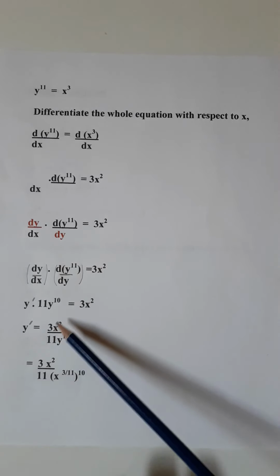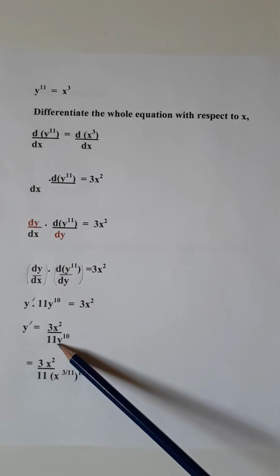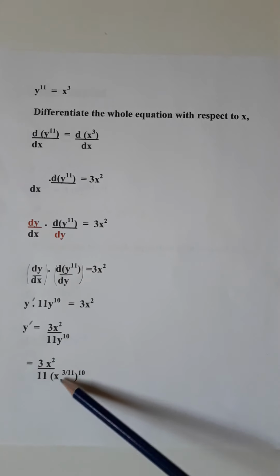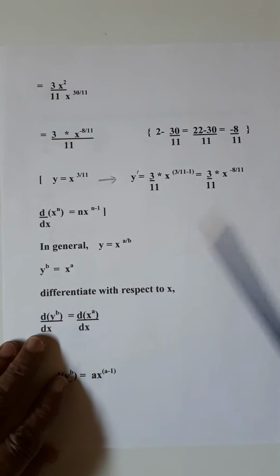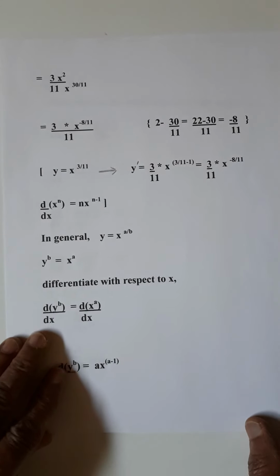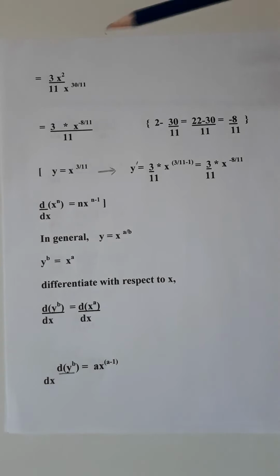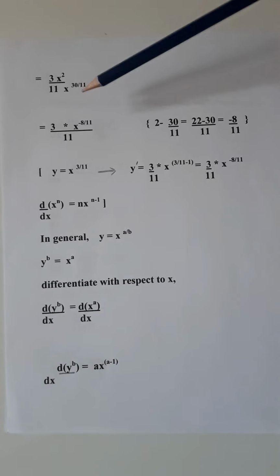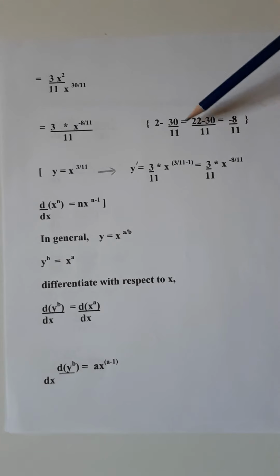After this, we have some simple algebra. Divide both sides by this one. Replace your y by x to the power 3 over 11. And the next step is multiply this. 3 over 11 times 10 becomes 30 over 11. That is this one, 30 over 11. And then we have to subtract the indices. 2 minus 30 over 11. You can see it clearly here. Take the LCM. It becomes minus 8 over 11.